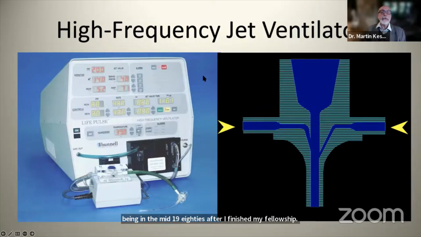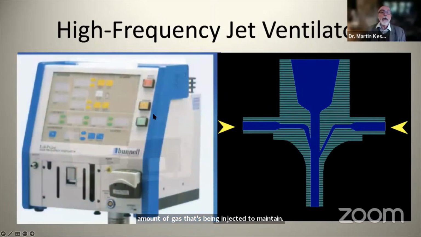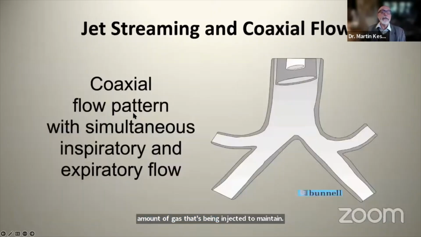And it was an interesting device, microprocessor control, the first neonatal microprocessor control device that has this pinch valve close to the patient and shoots little bursts of gas down the center of the airway, monitors the pressure distally, and adjusts the amount of gas that's being injected to maintain a stable pressure that the clinician chooses. It's a newer device, but it's functionally much the same. This is essentially how it works.